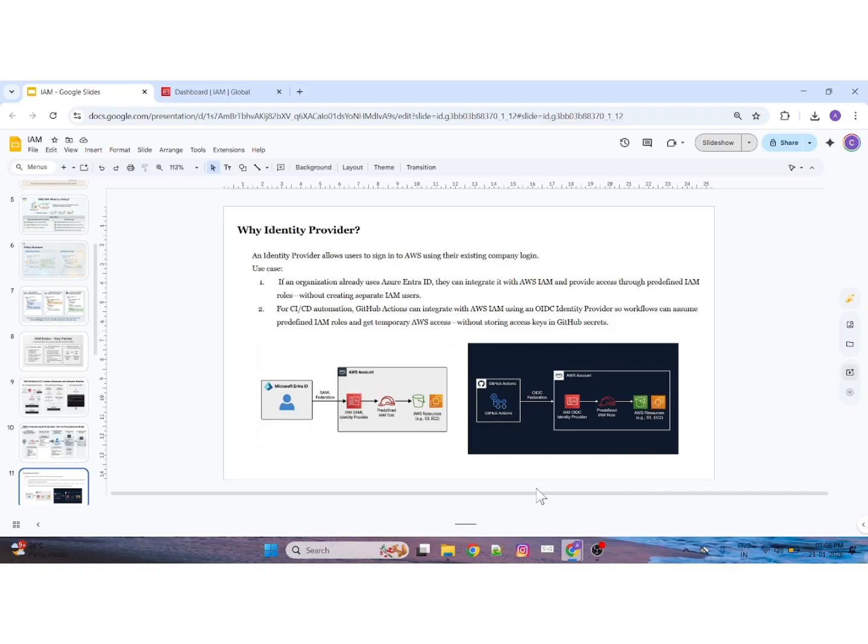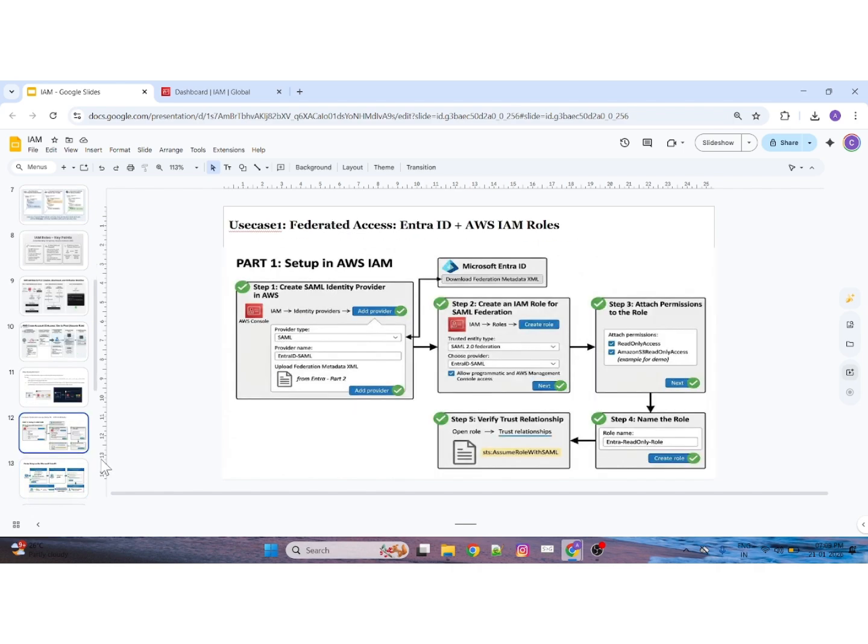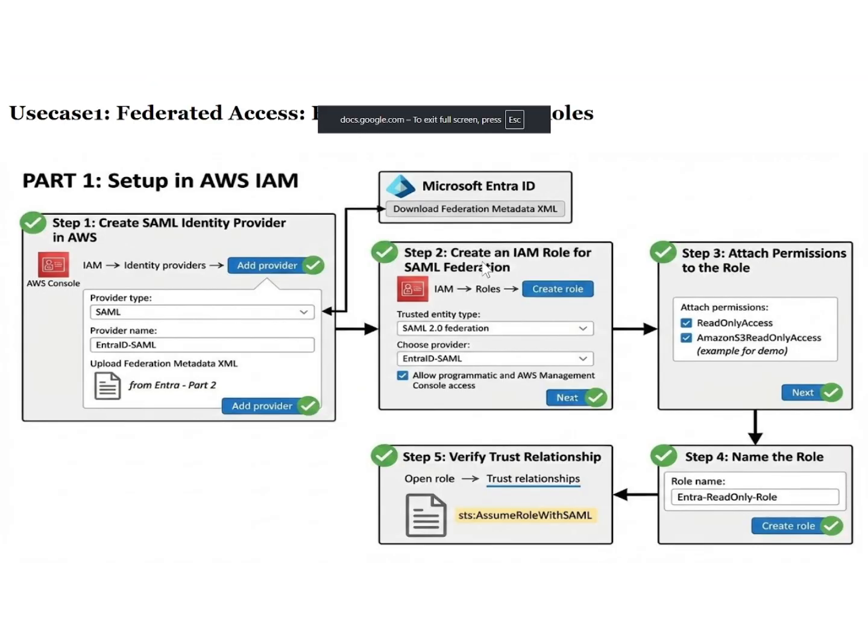That can also be done with the help of identity providers. So let's see how we can achieve this. So use case 1. As I mentioned earlier, the first thing that you need to do is create a SAML identity provider. As usual, go to IAM identity provider, add provider, select SAML, enter Entra ID SAML, just give a name, and you need to upload the federation metadata XML.